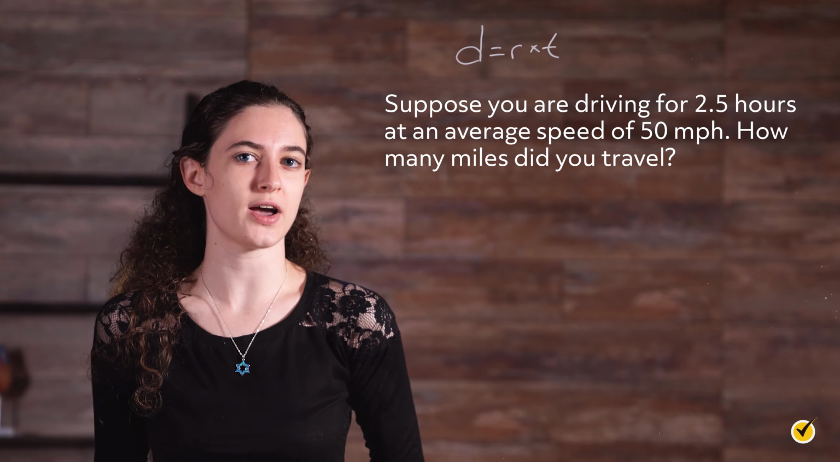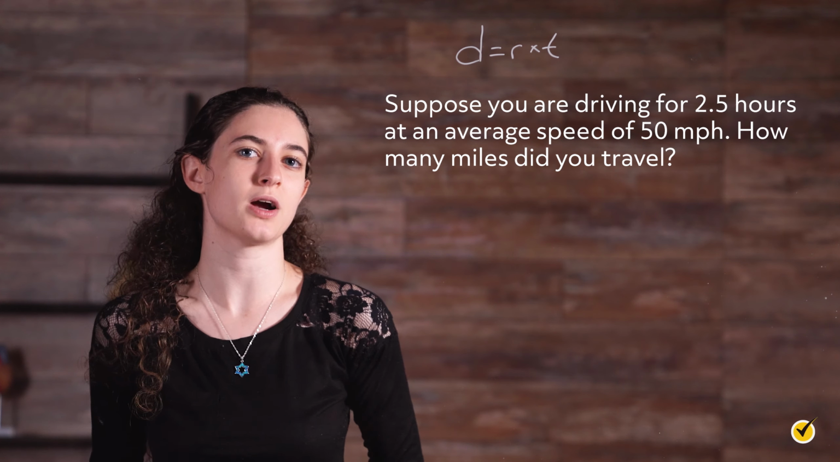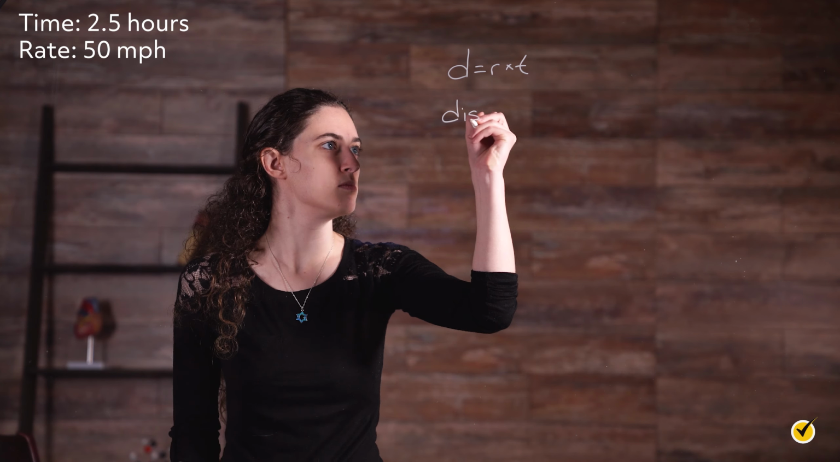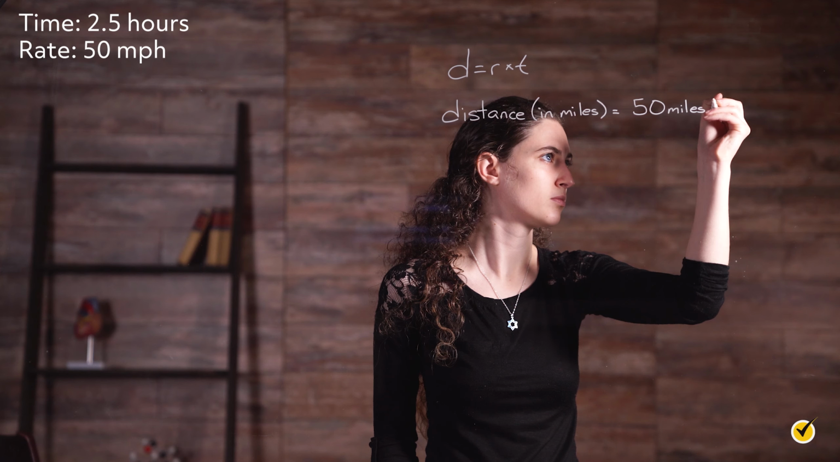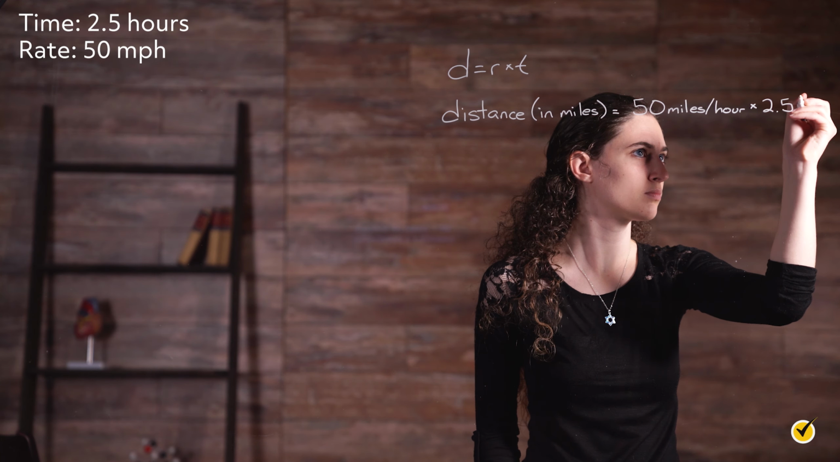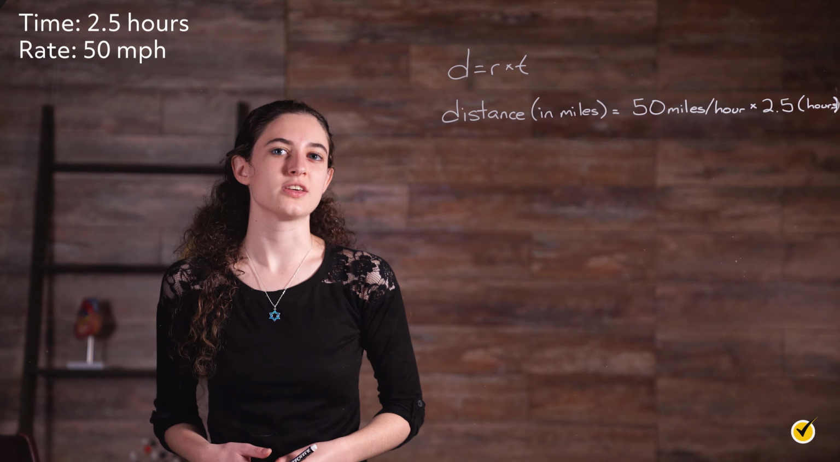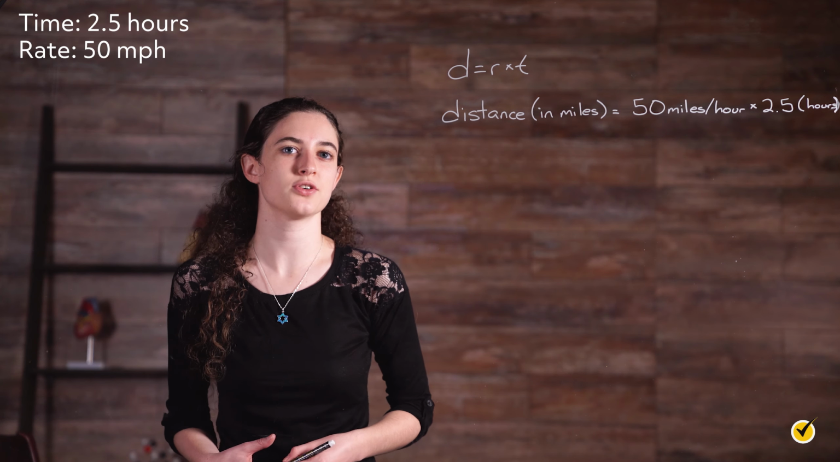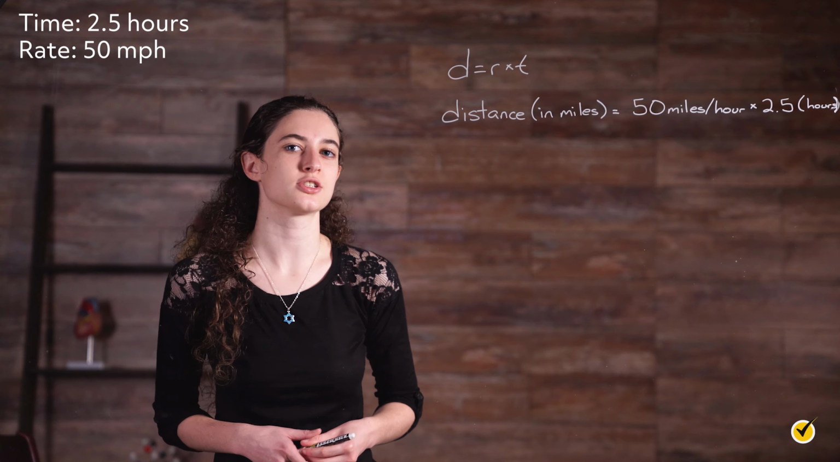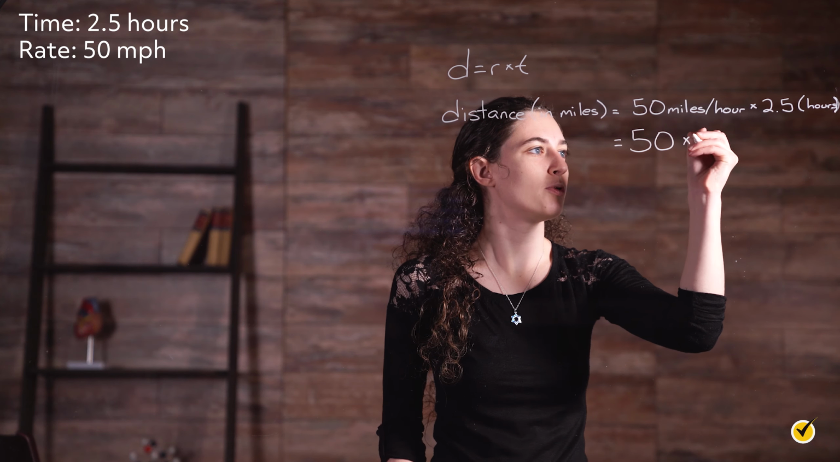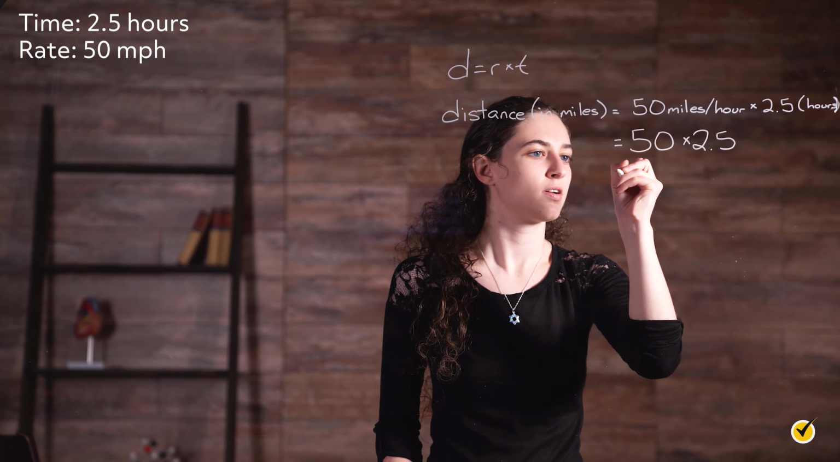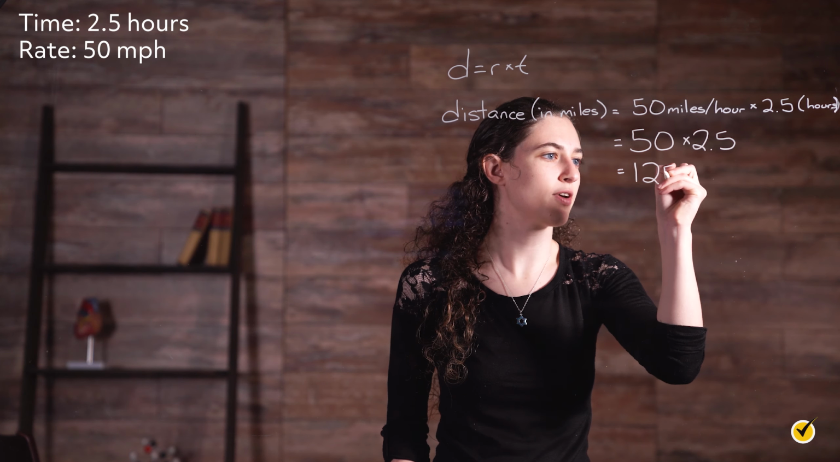Suppose you are driving for 2.5 hours at an average speed of 50 miles per hour. How many miles did you travel? The distance formula, d equals r times t, will look like this. Algebraically, the unit of hours cancels from the right side of the equation, and you are left with a total distance traveled of 50 times 2.5 equals 125 miles.